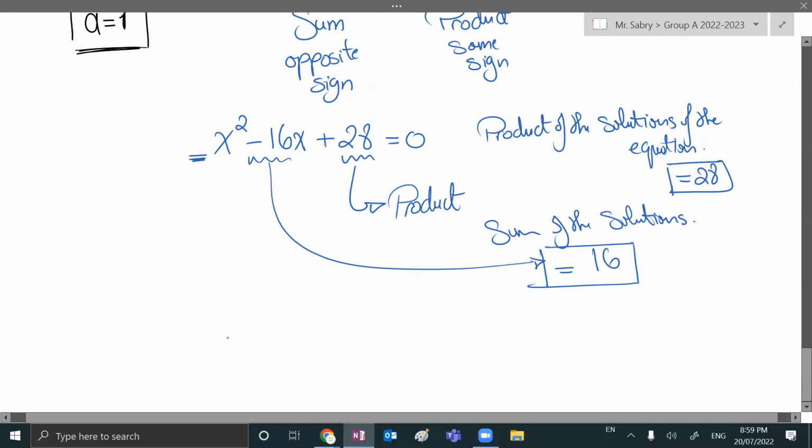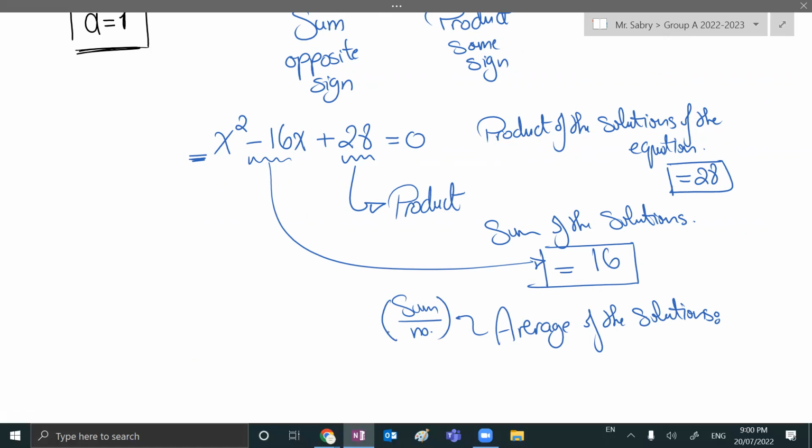In some questions, they may even ask you to find the average of the solutions. Now, what is the average? Side note, we'll discuss the average later on in detail, but for now, the average is the sum over the number. It means if I need to find the average of 2 things, I'll add them and divide by 2. If I need the average of 6 things, I'll add them and divide by 6. So the average of anything is adding them and dividing by their number.